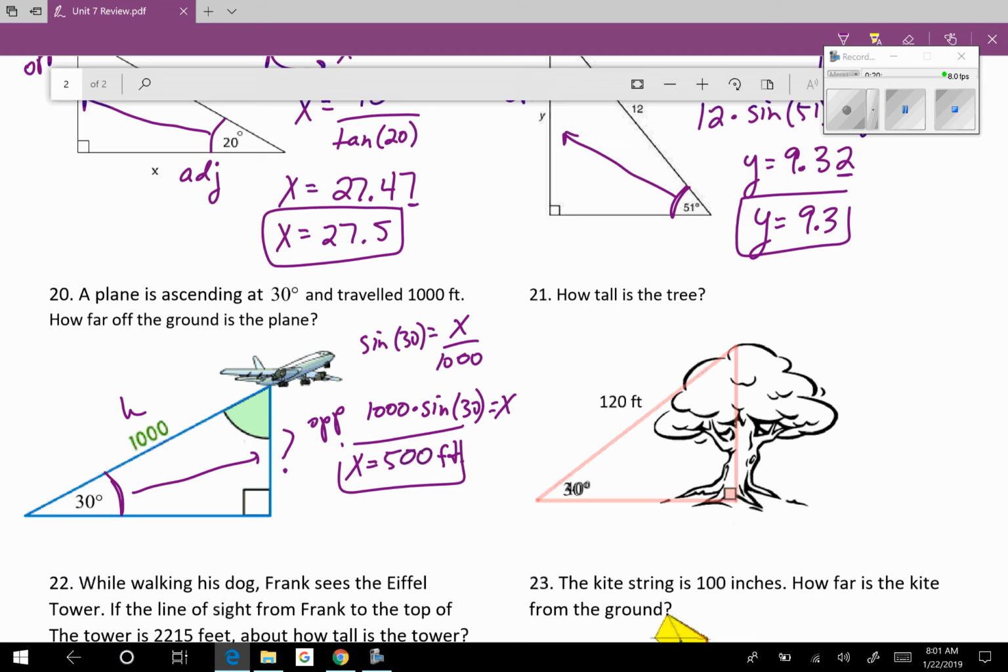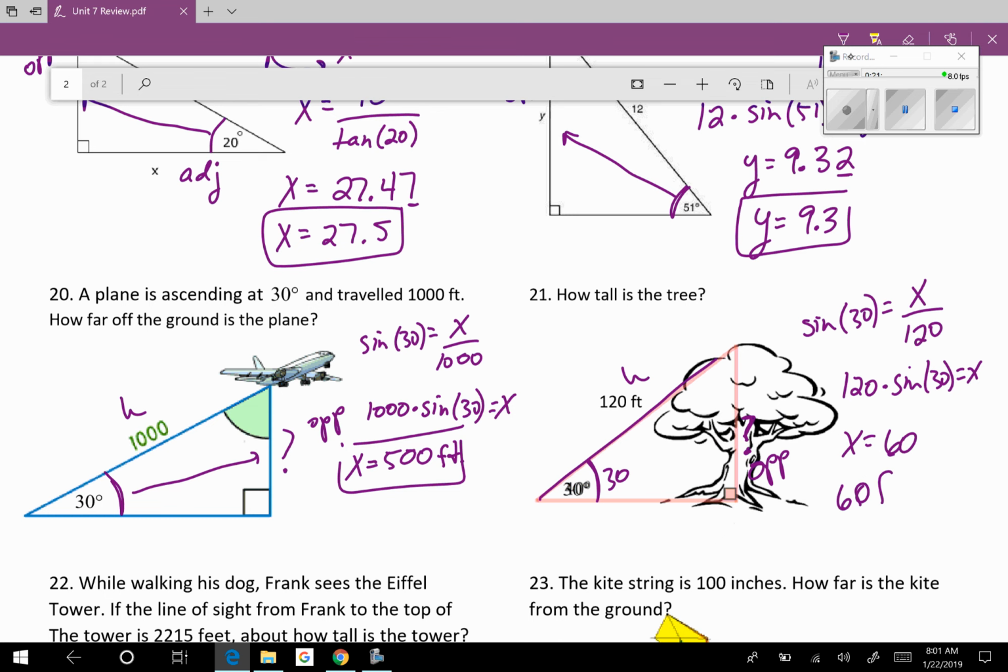All right, how tall is the tree? So we want to know how tall is this tree here. All right, looks like this is 30 again. And so the hypotenuse is 120. We're trying to find the opposite side. So again, we're going to use sine. So the sine of 30 is equal to opposite, so x over hypotenuse, which is 120. So multiply by 120. So 120 times the sine of 30, and that's x. So x will be 60. So the tree is 60 feet tall.